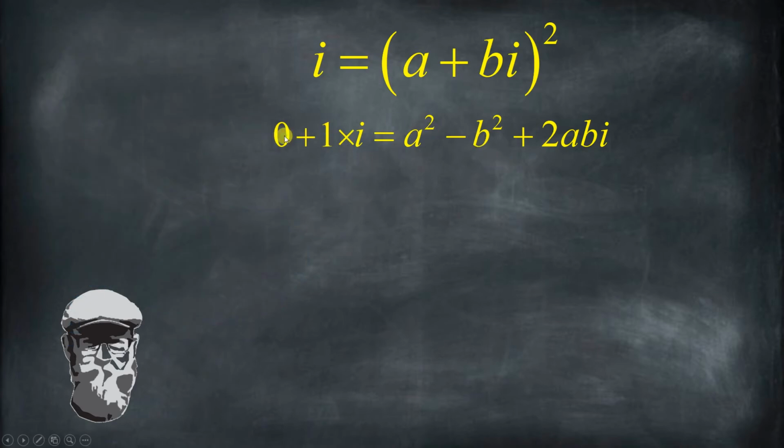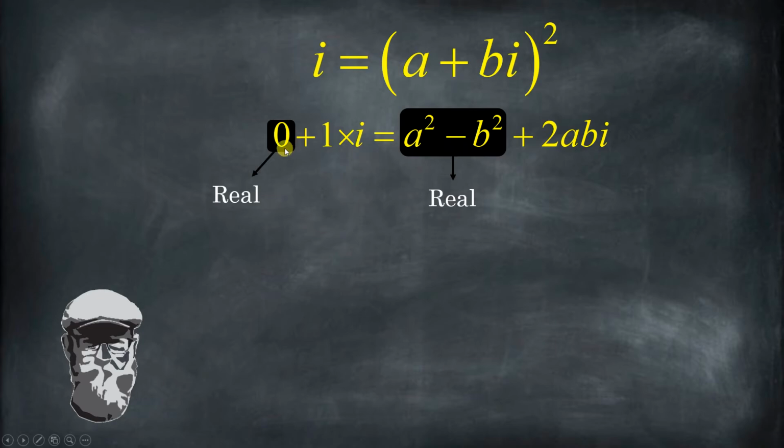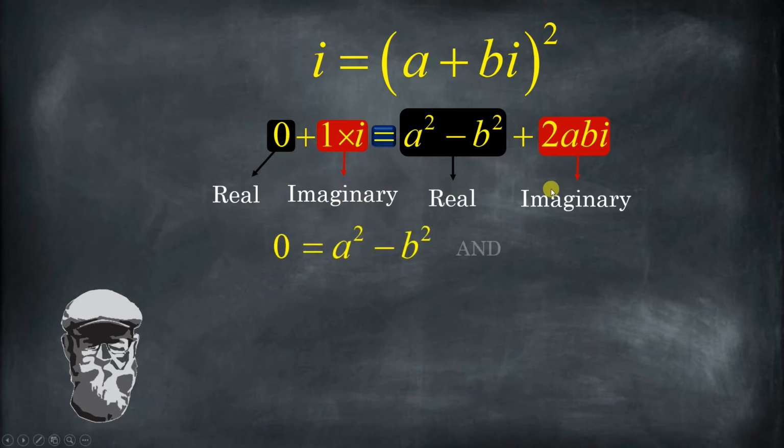You see, this is the real part of I, and this is the real part. So these two things are real, and these other two parts, well, those are imaginary. So in order for this to really be equal, for this to be true, the real parts have to be equal, and the imaginary parts have to be equal. So our real part is 0 equals a squared minus b squared, and our imaginary part is just I equals 2abi. That's our real and imaginary parts.